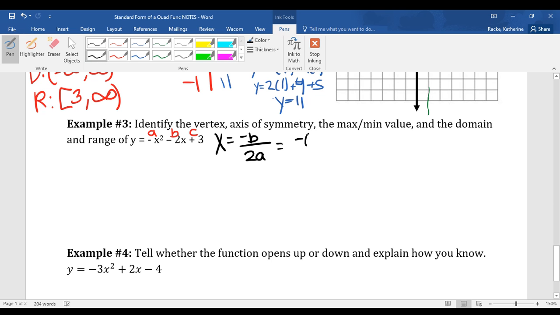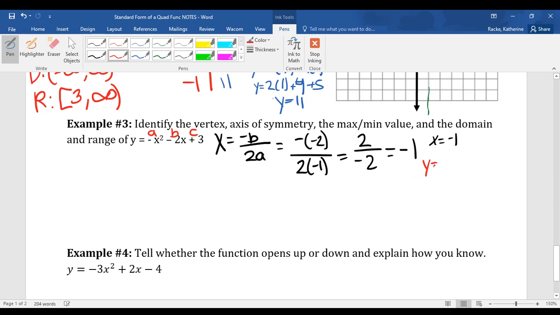So plugging in our negative b, which is negative 2, 2 times our negative a, which is negative 1. Negative and negative here will give me a positive 2. 2 times a negative 1 gives me a negative 2. 2 divided by negative 2 is going to give me negative 1. So our x value in our vertex is negative 1. Now I need to take that and plug it into the equation to solve for our y value.